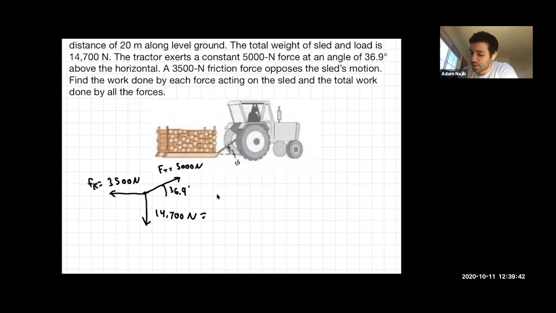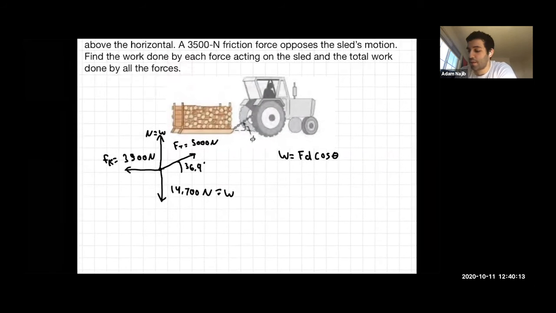Okay, so that's equal to W. And then I have the normal force, which in this case is equal to W. Okay, so when it comes to finding the individual work done by each force, I have the formula F times distance times cosine of the angle between them. That's what work is equal to for each force. So pretty much at this point, I just have to start plugging numbers in.